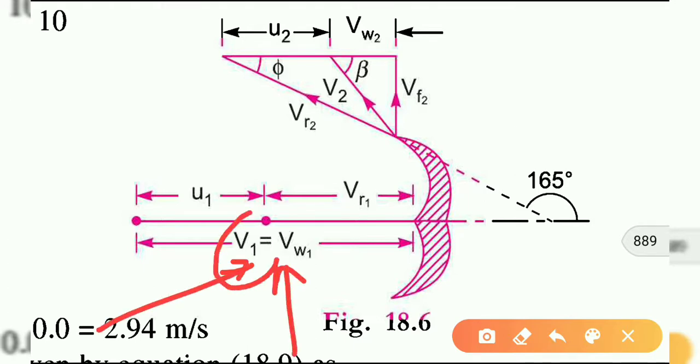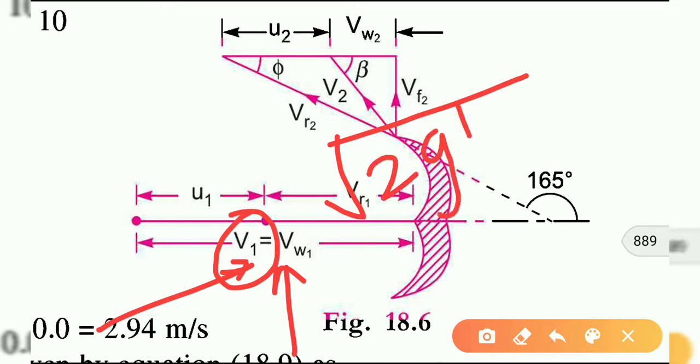So how to find this V1? V1 can be found using the equation root of 2gh. It is the theoretical velocity, and if we multiply it by CV, we can find the actual velocity. So by using this formula we can find V1. If we find V1, then VW1 can be calculated.